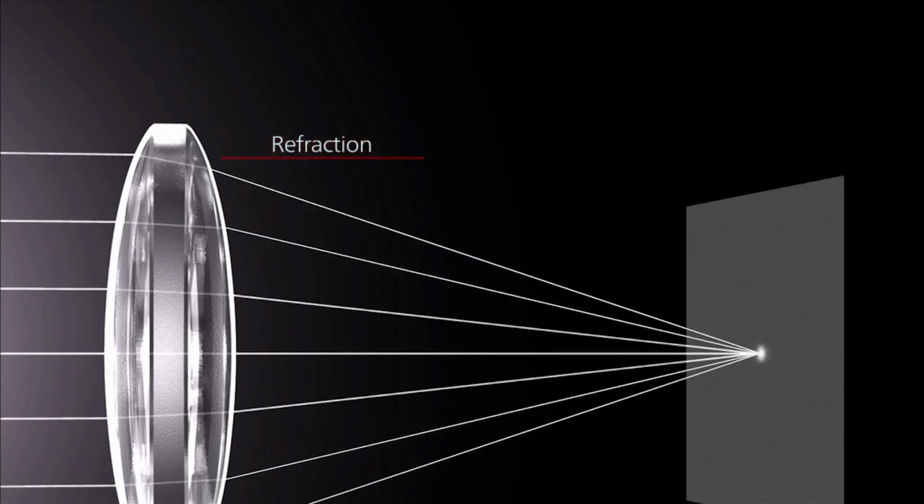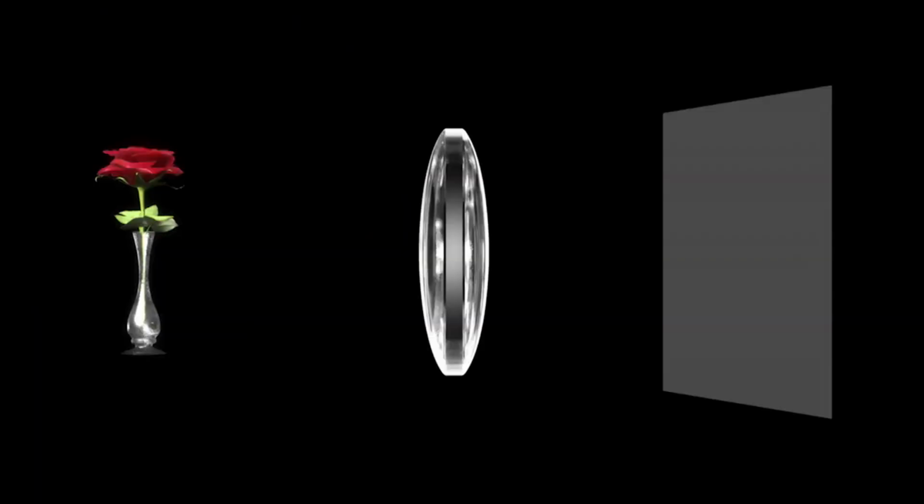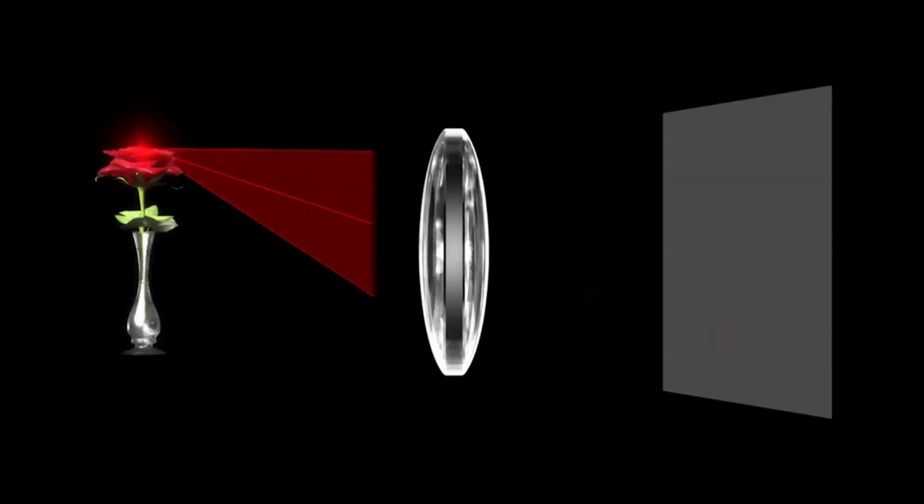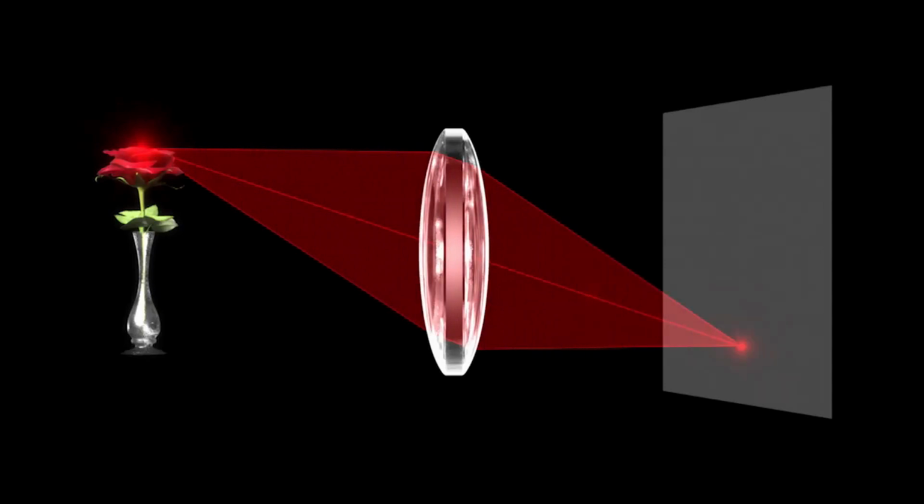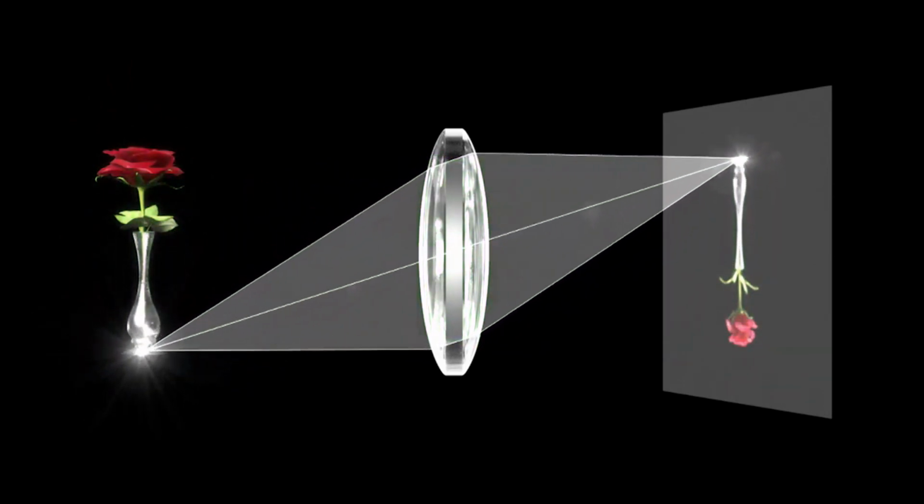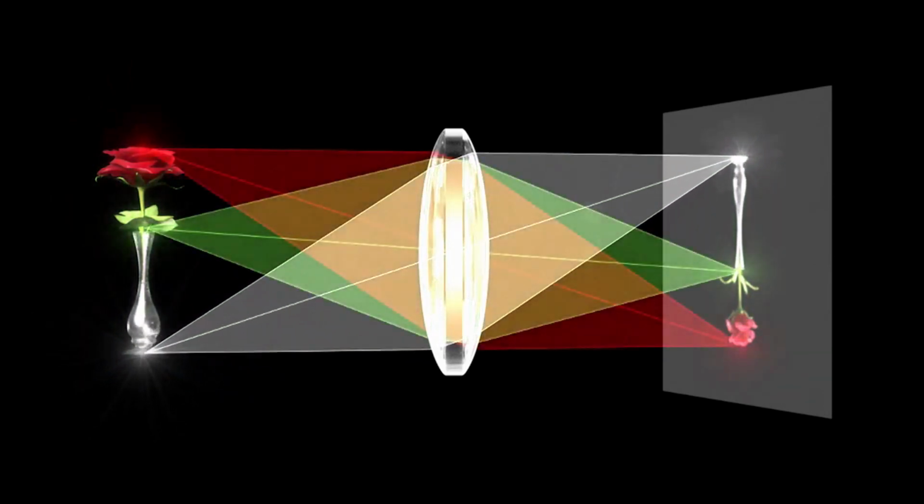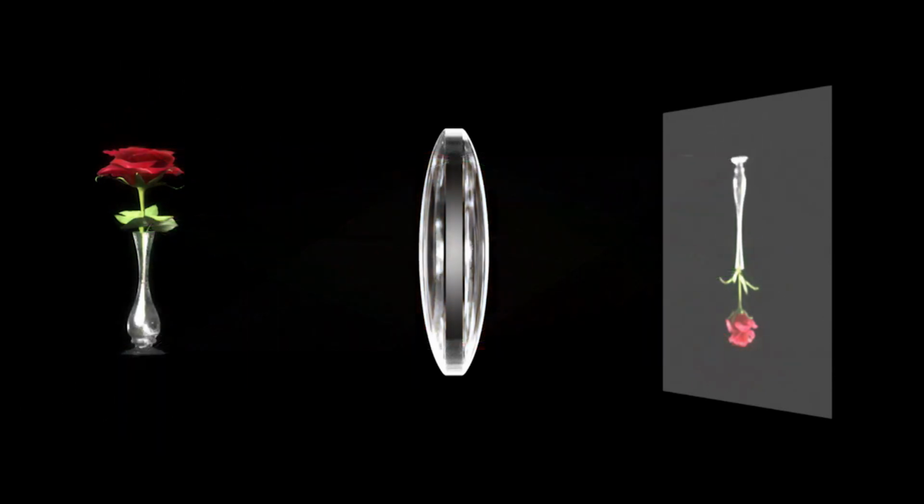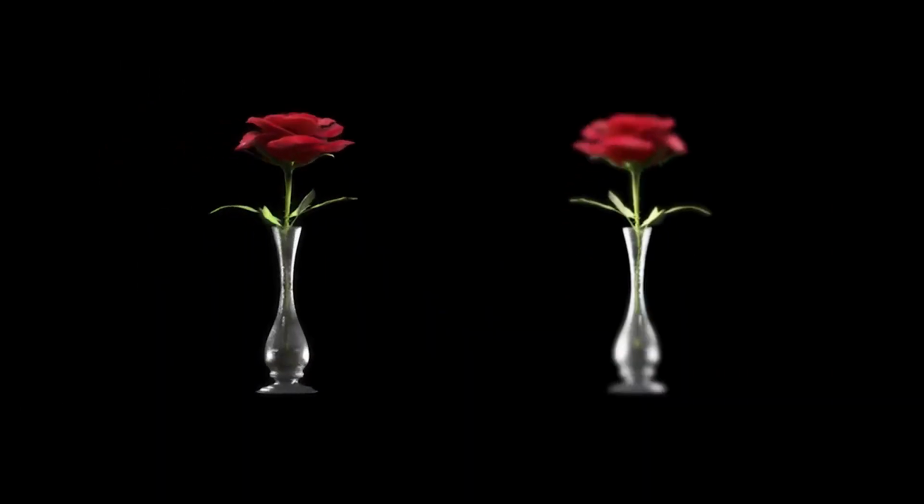This phenomenon is called refraction. When light rays pass through the lens, they refract and converge to a single point to produce an image. Because the image passes through the lens to the opposite side, it is projected upside down. This process alone, however, is not enough to produce a sharp image.